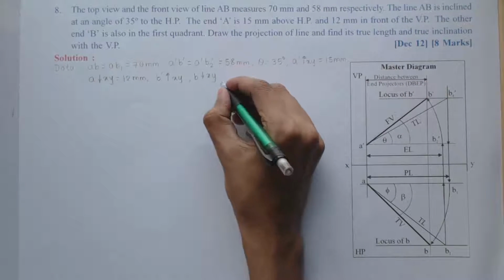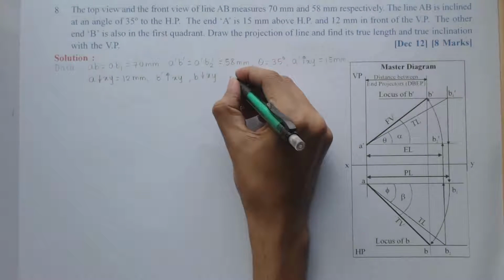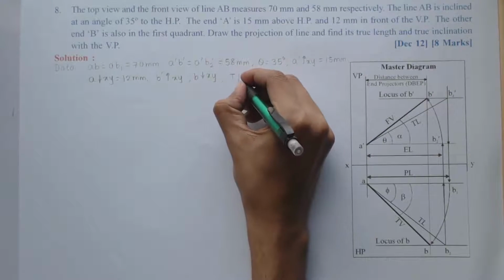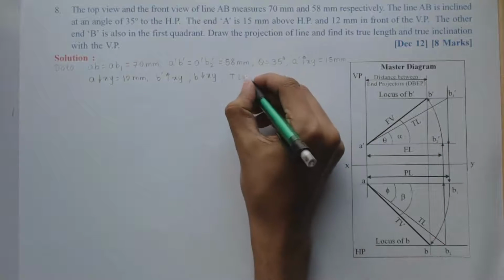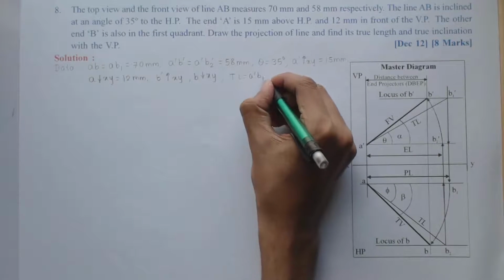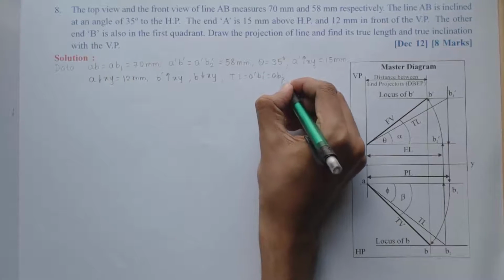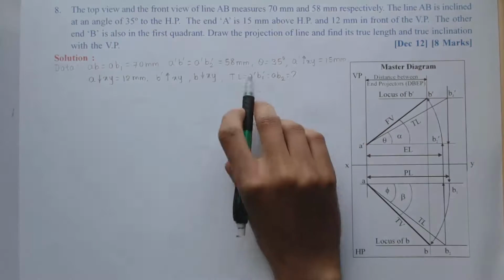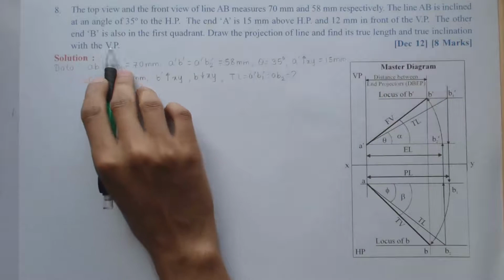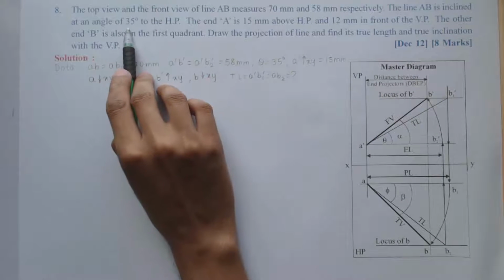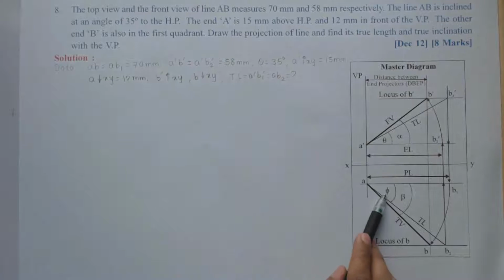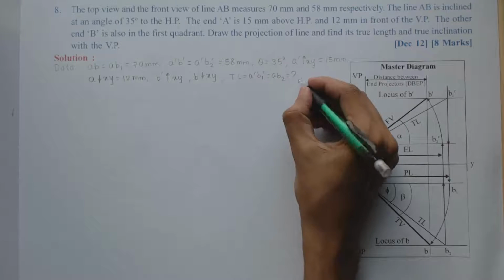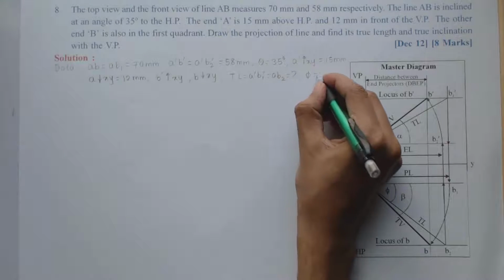Now draw the projection of the line and find its true length and true inclination with the VP. So we need to find the true length, which means either A dash B1 dash or AB2, that is A dash B1 dash equal to AB2 is question mark, and true inclination with the VP. We have already been given the true inclination with the HP, which is theta. So we need to find phi, which is the true inclination of AB2 in top view.